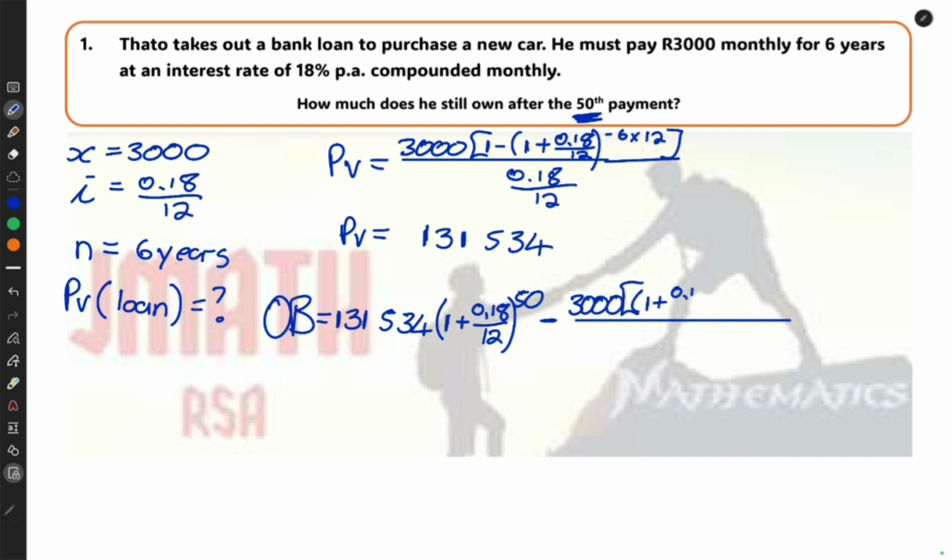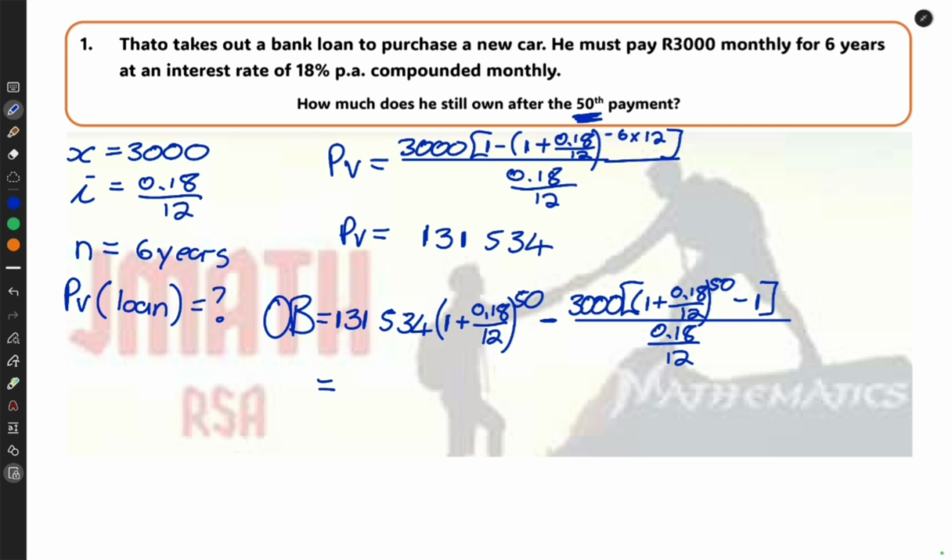1 plus 0.18 over 12, again to the power 50 minus 1 is my formula, and then also over i. You can now type this in one step, but sometimes it works to just do the left part and the right part separately to just have more on your page. If you make a mistake with one of the things on the calculator, then you can lose 2 or 3 marks with this question. But if you write down every single step, you are going to be fine.